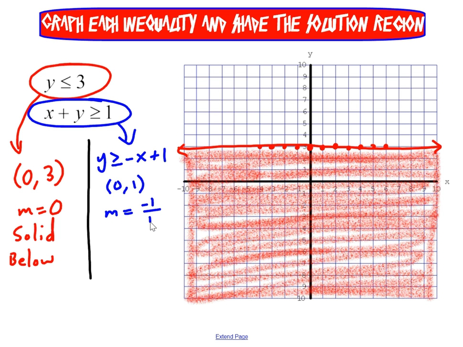This line is going to be solid because it's an "or equals to" sign. And it's going to be shaded above. So let's go ahead and graph that. So I start at 0, 1, and I go down 1 over 1. So notice every time I'm just going down 1 over 1. I can go the opposite direction if I do the opposite thing. And then you can just make that a nice solid line.